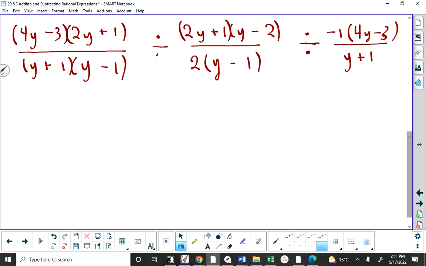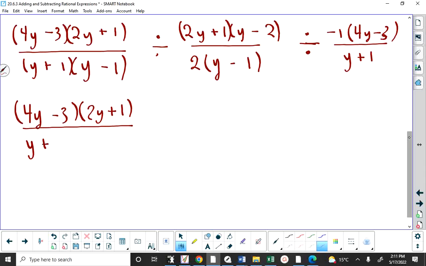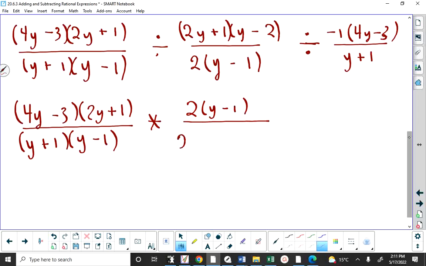Now I can flip things over. This I'm not dividing by this, so it's 4y minus 3 and 2y plus 1 over y plus 1, y minus 1. I'm going to flip over the second one and change it to multiplication. So I'll have a 2 and a y minus 1 on the top, and on the bottom a 2y plus 1 and a y minus 2. Step back and look at that.